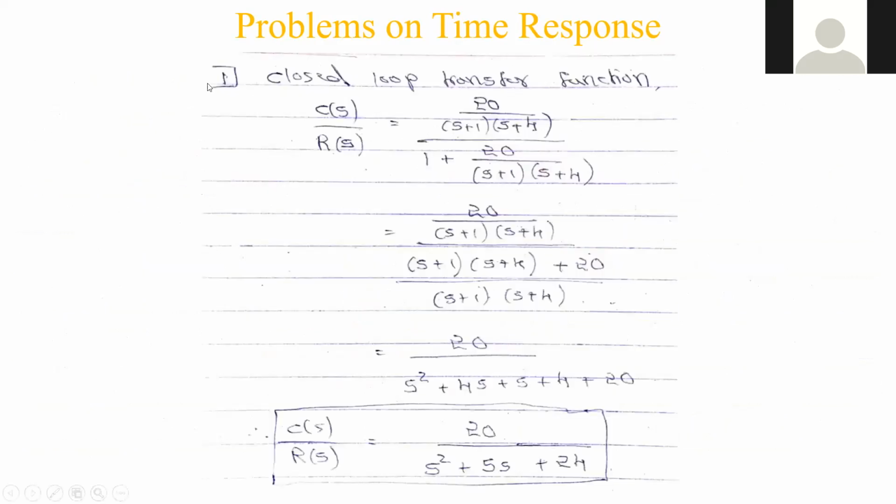First, they have asked for the closed loop transfer function. So how to find it? You have the G function in the numerator, which is 20 divided by s plus 1 into s plus 4.